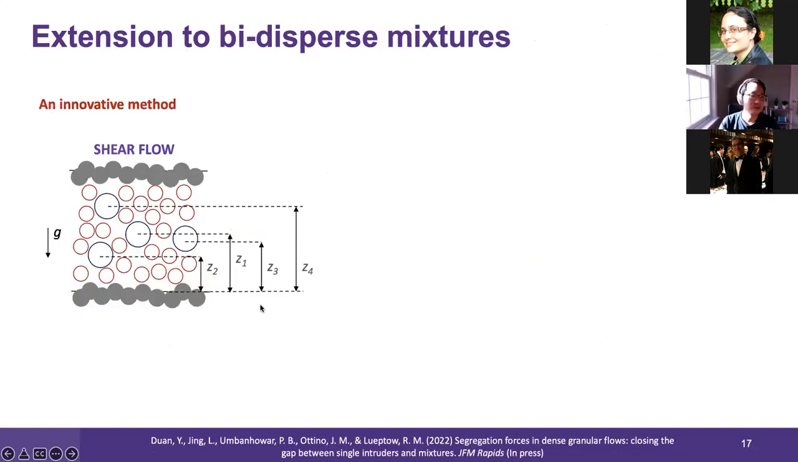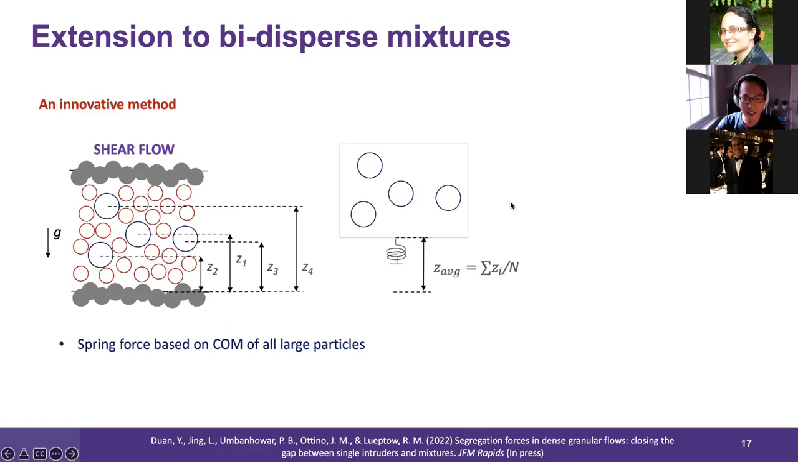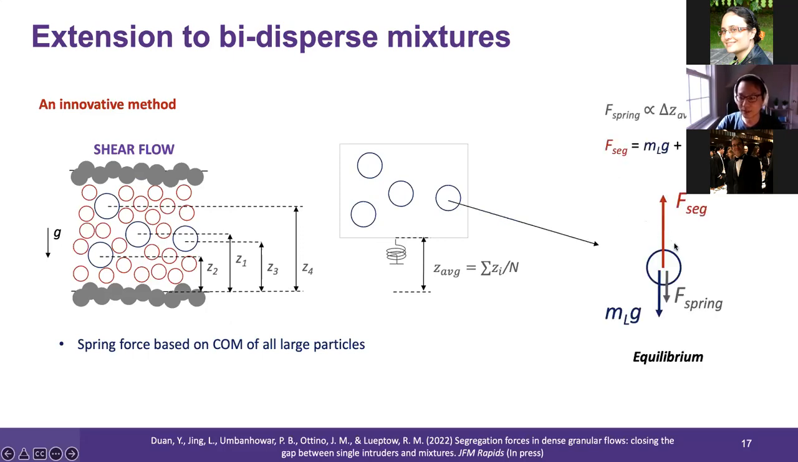Okay, so now let's move on to the third part where we want to extend this approach to bidisperse mixtures, because we don't want to focus on intruders. And in order to do that, we will have to increase the number of intruders, and then we apply the same idea of using a spring to measure the force. In this case, we actually apply the spring to the center of mass of a group of large particles, and then we can reach a force balance where the segregation force is balanced by the spring force and the weight of each individual intruder.